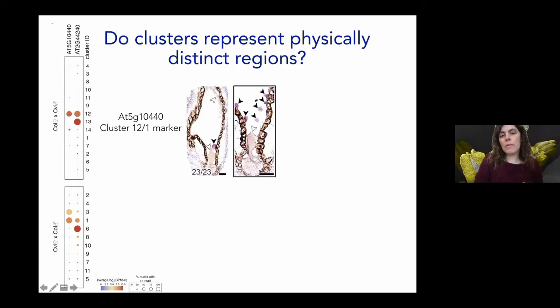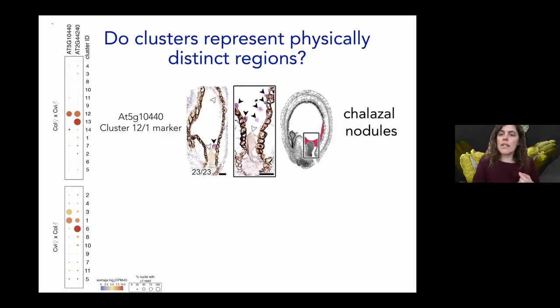And when we performed in situ on it, we could see it here in the callosal endosperm, but not throughout the entire callosal endosperm region, just in these nuclear cytoplasmic domains lining the cavity here. So anatomically, these are known as callosal nodules.